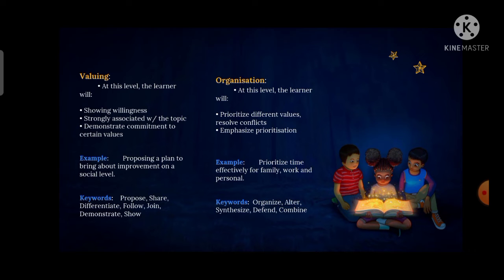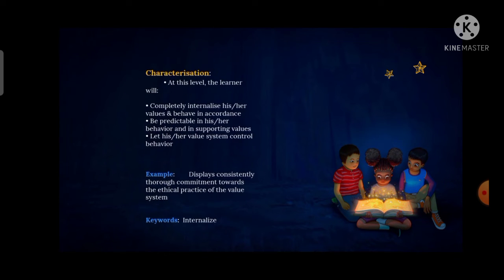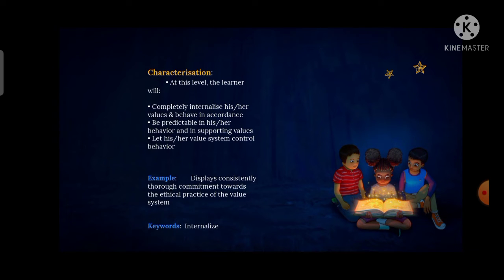And the last category of the affective domain is characterization by value set. At this level, the learner will completely internalize his or her values and behave in accordance with them. Be predictable in behavior and in supporting the values. Let his or her value system control behavior. For example, the learner consistently displays commitment towards ethical practice in the value system.